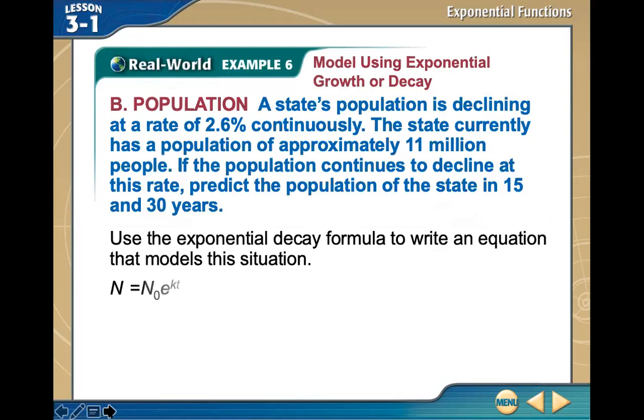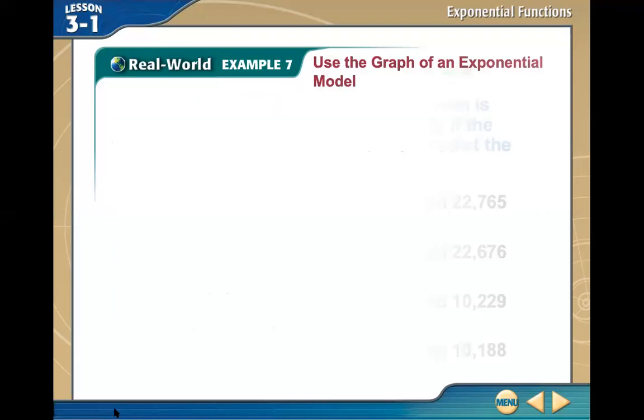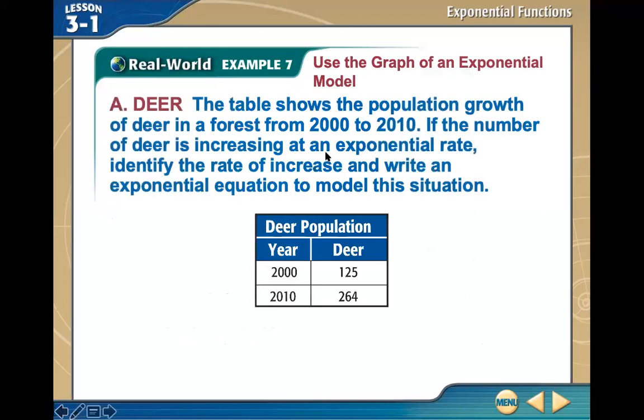Now let's continue with our example after the formulas. This is now our question. The table shows the population growth of deer in a forest from 2000 to 2010. If the number of deer is increasing at an exponential rate, so it is given here, exponential rate increasing, so we can say that r is greater than 0 here.